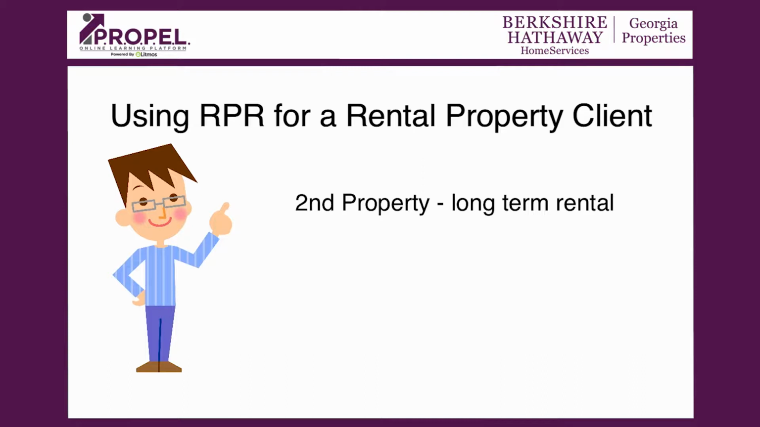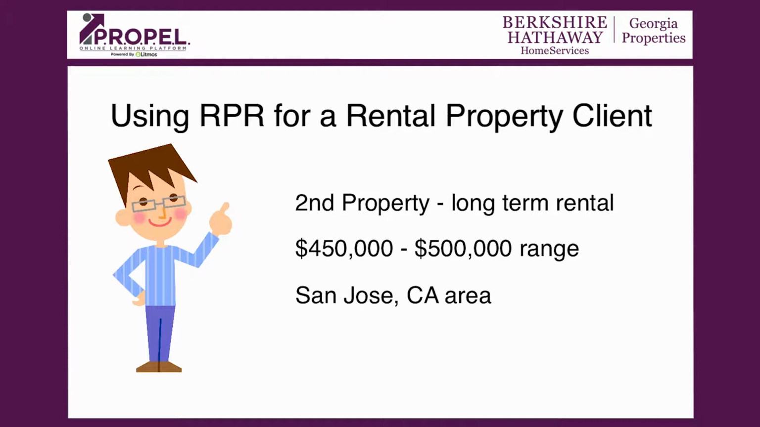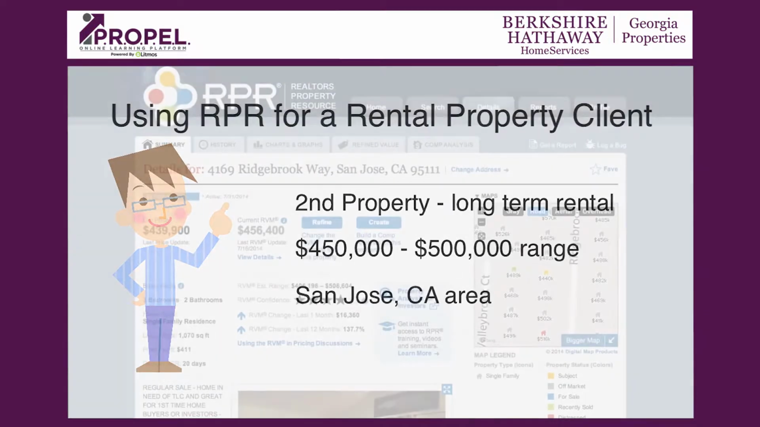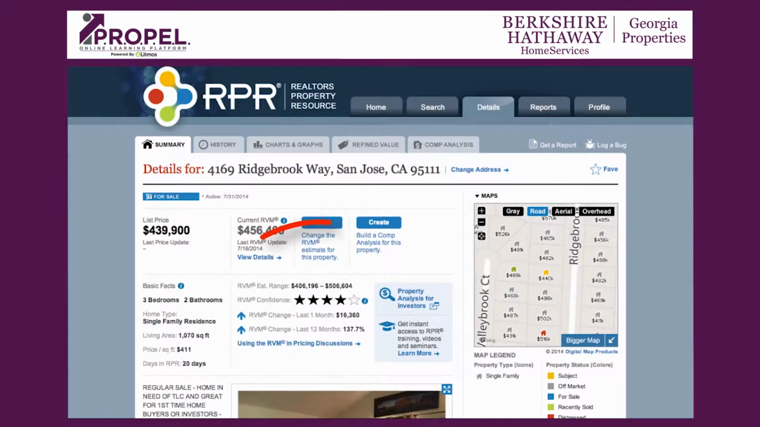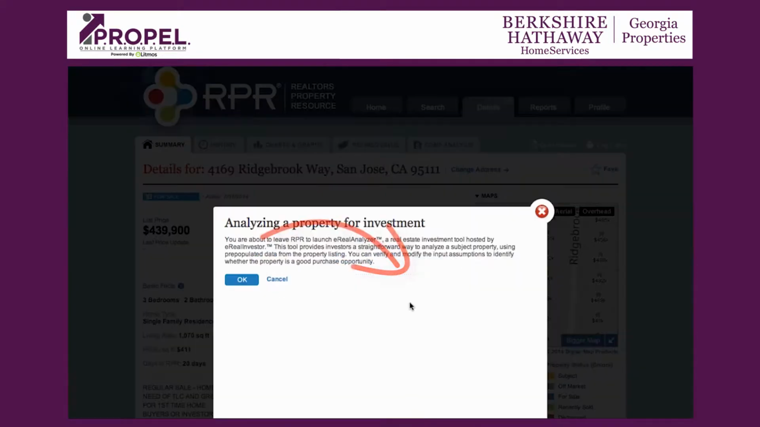After learning that Neil is looking for a home in the $450,000 to $550,000 price range in the San Jose, California area, we can begin our search. After showing Neil a few homes, he settled on this one. From the property detail page for this property, click on the Property Analysis for Investors link.